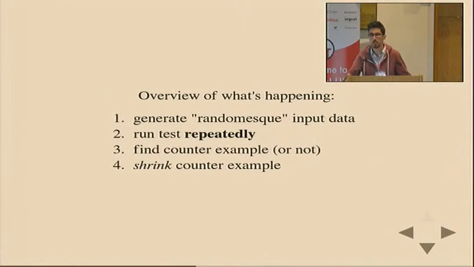So as an overview, what's happening is it's generating, I guess we call it randomesque data, and we'll see a bit more about that in a second. It's running the test repeatedly, so this is a key difference between normal unit testing and hypothesis testing. Your actual test function is getting run many, many times with different inputs instead of you having hard-coded them. If it finds a counterexample, it will shrink it as best it can so that it can be manageable to you as a mere human being.